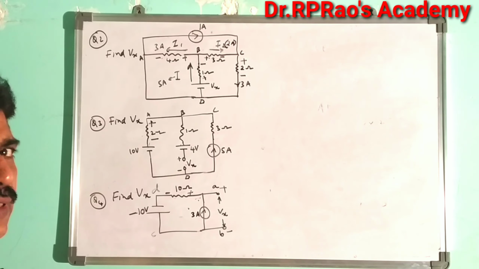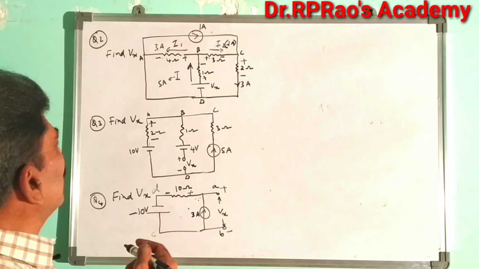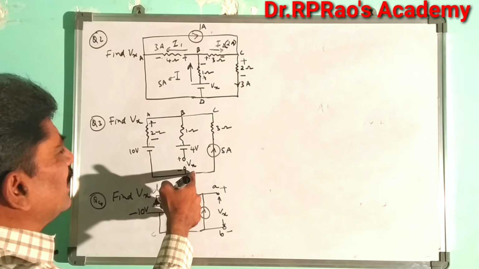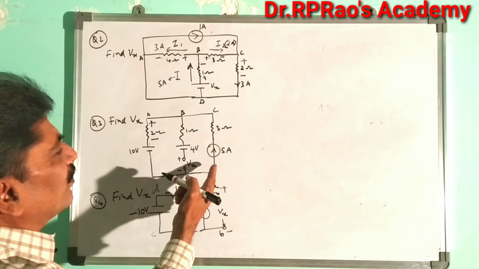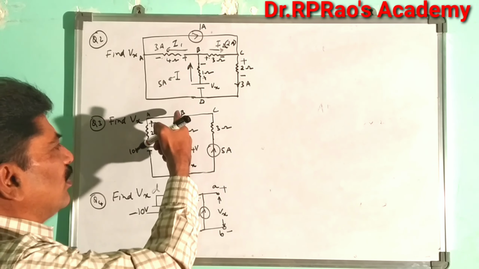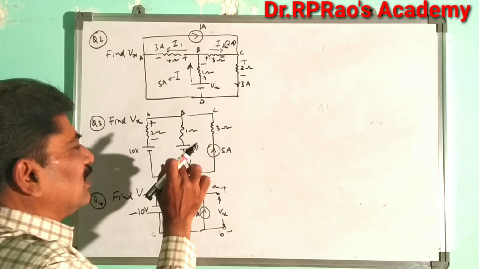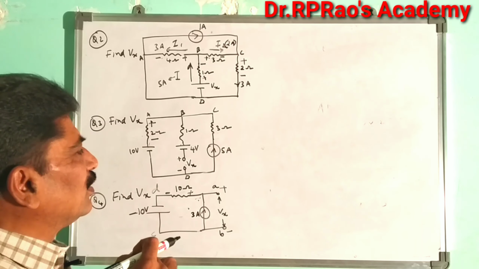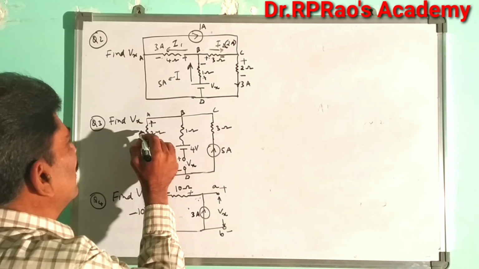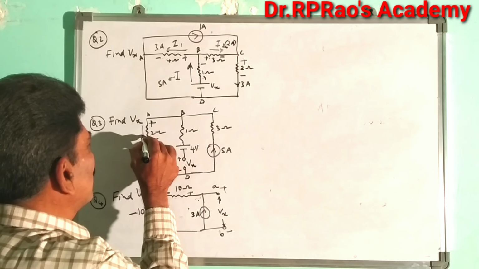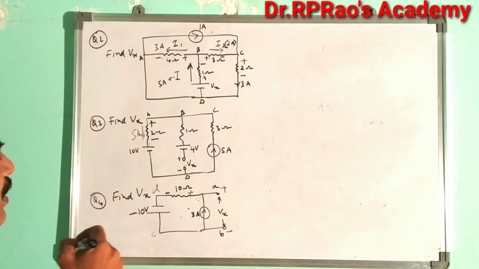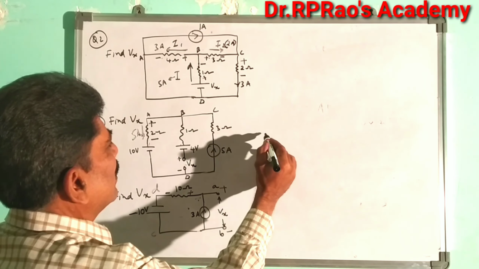Now let us see the third question. Find Vx in the given circuit. How to find this Vx? Let us see, 5 amps current is there, it flows like this in the outer loop. It won't flow to the branch BD. Why? Because this loop is not closed. So the same 5 amperes will be flowing here also. In the 2 ohms resistor also 5 amperes is flowing.